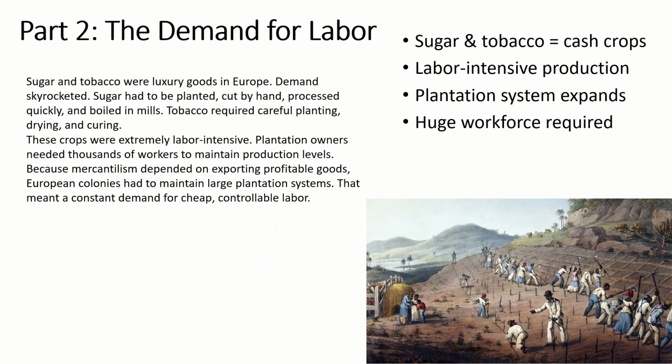Part 2, demand for labor. You can see in the corner, sugar and tobacco equal cash crops. Labor intensive production. The plantation system expands and a huge workforce is required. Sugar and tobacco were luxury goods in Europe. Demand skyrocketed. Sugar has to be planted, cut by hand, processed quickly, and boiled in mills. Tobacco required careful planting, drying, and curing. These crops were extremely labor intensive.